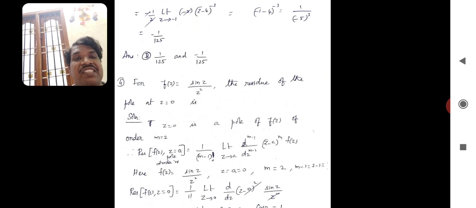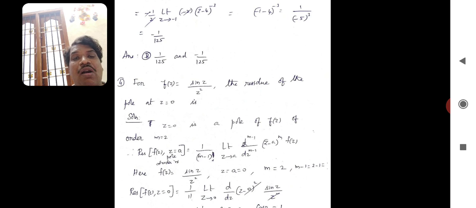For f of z equals sin z by z square, the residue of the pole at z equals 0 is, and this is a problem which comes under the 2 marks questions. So they are given a function f of z and they are asking you to find what is the residue for the pole z equal to 0. So first of all, let me check what is the order of the pole z equal to 0 in the function f of z.